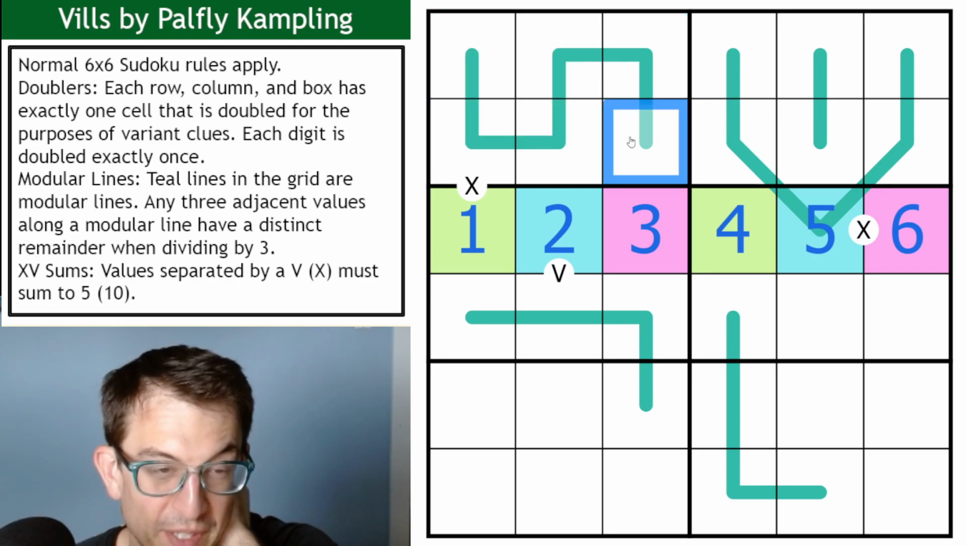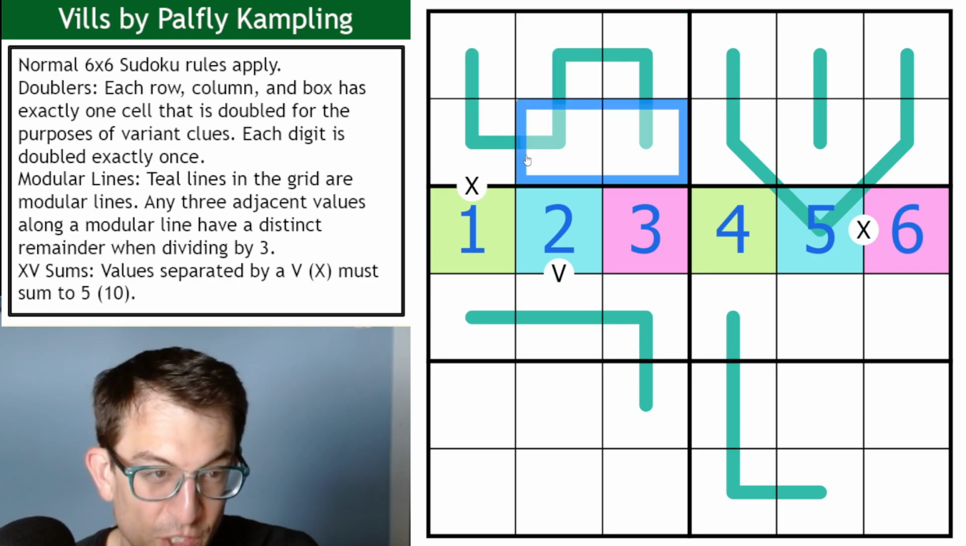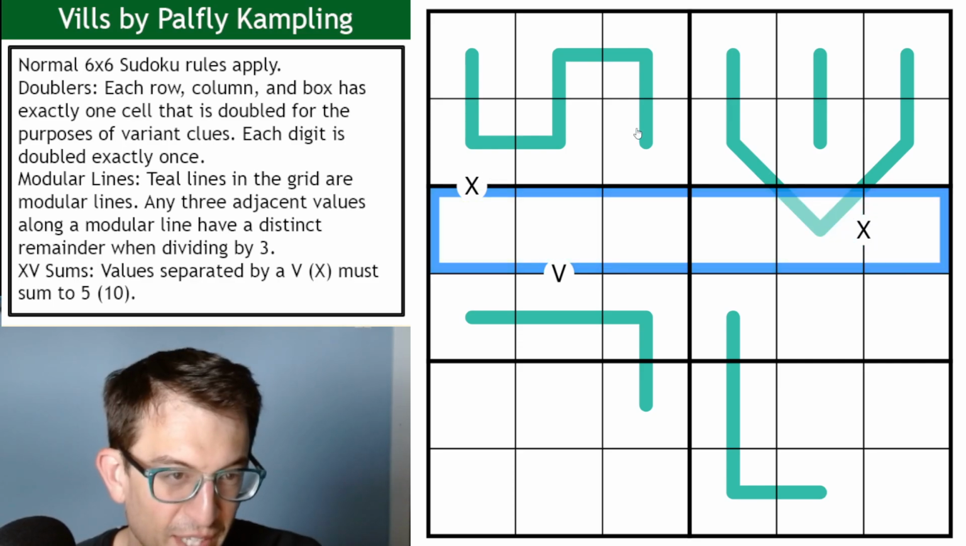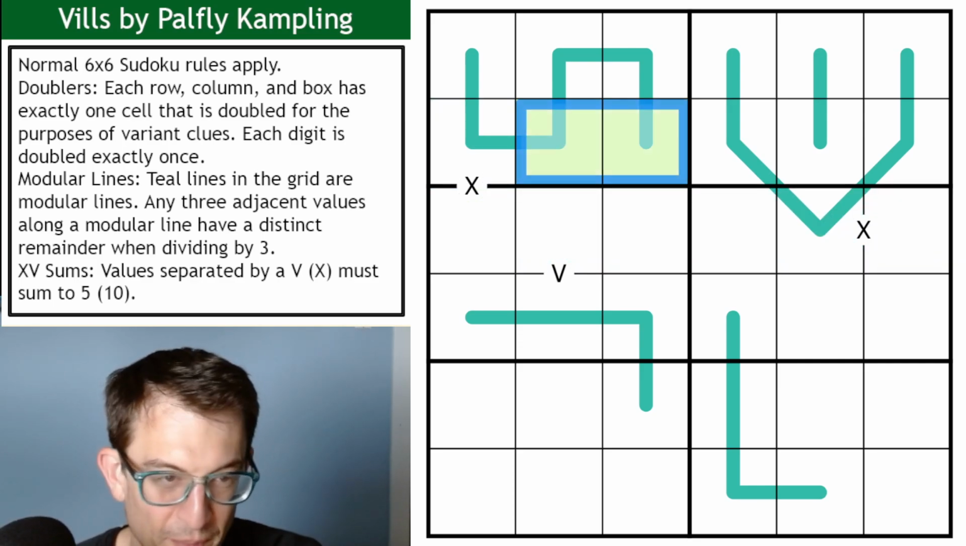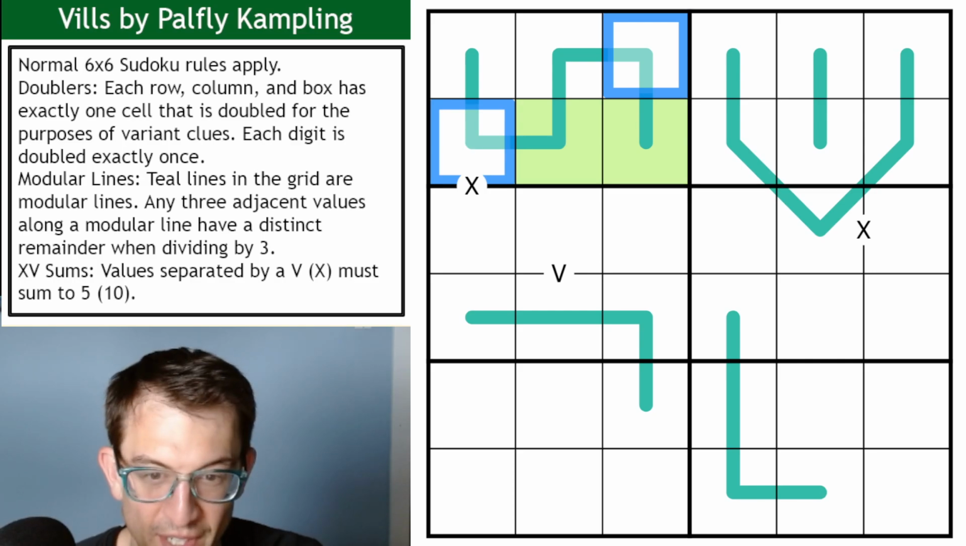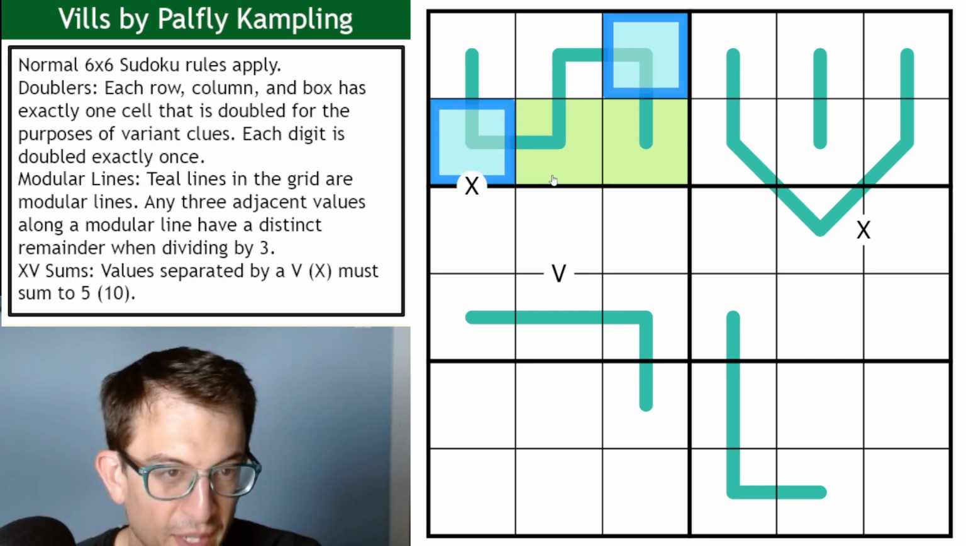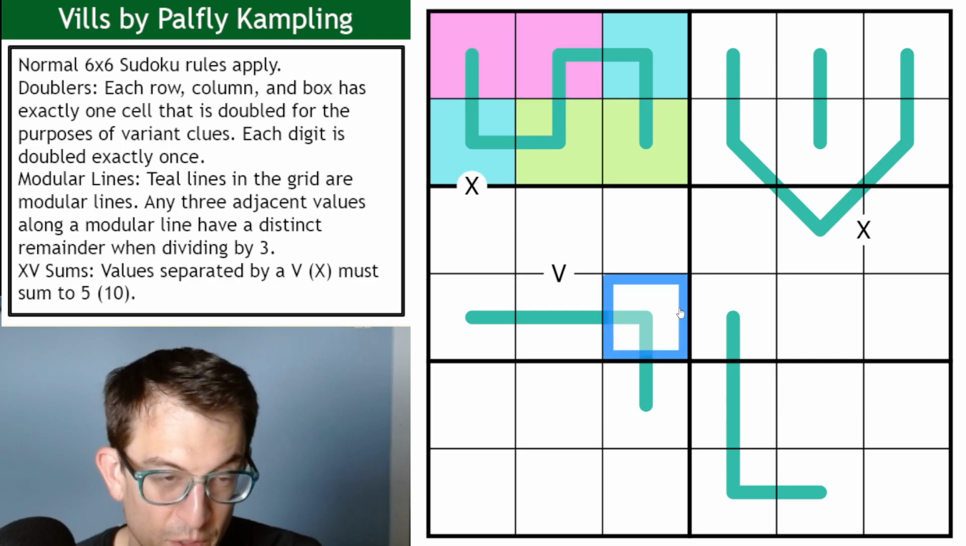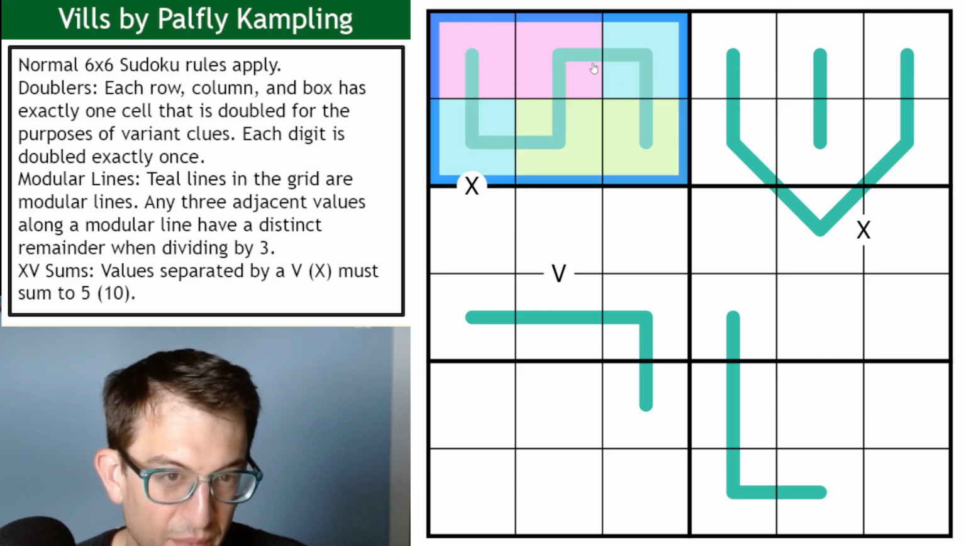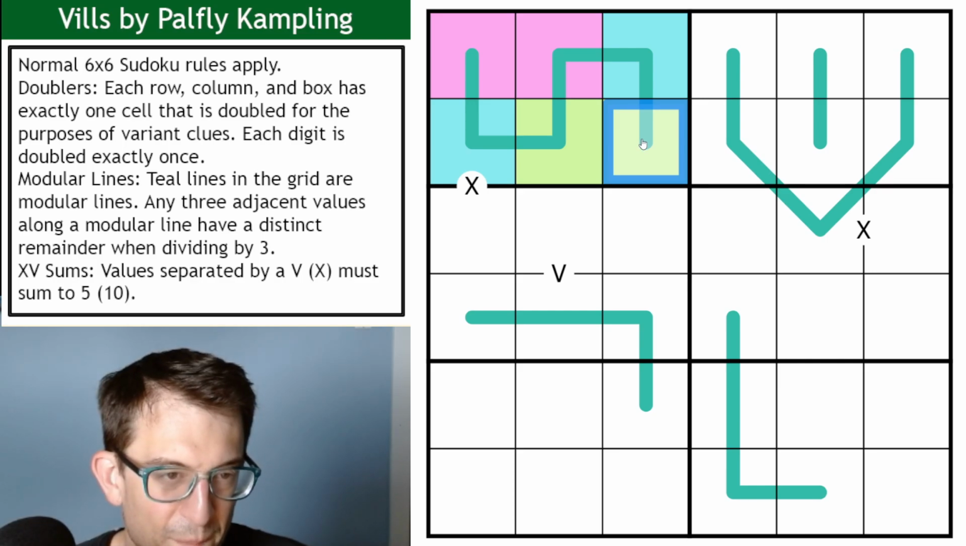So because of this modular line, these two are the same type. In fact, I'm going to get rid of these colors. And now these two are the same type, from the reason of the trick I showed earlier. These two are the same type, and these two are the same type. I don't know what those types are, but there you have it.